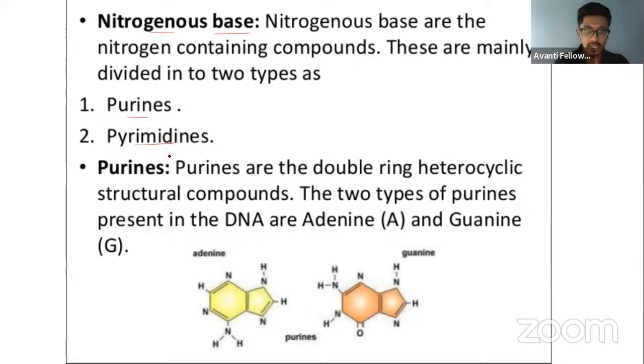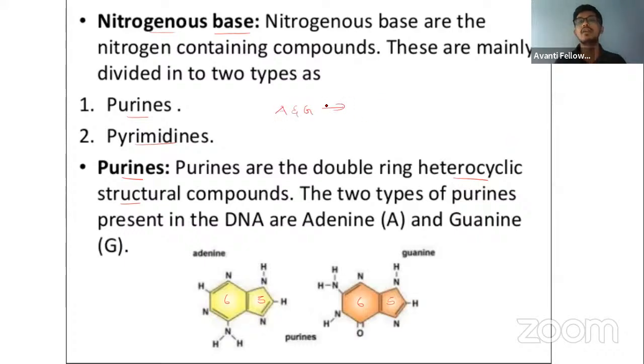For example, if I take purines, they are heterocyclic in nature. What is heterocyclic? If you look at this structure, it has a 6 atom ring structure and a 5 atom ring structure. Here also you can see this is a 6 atom ring structure and this is a 5 atom ring structure. The examples of purines are adenine and guanine.